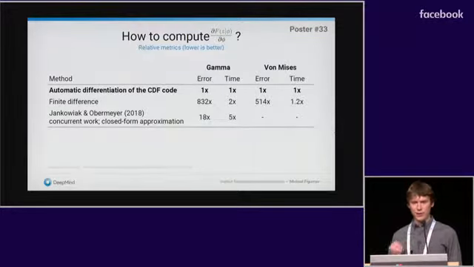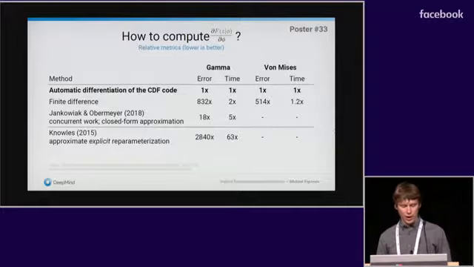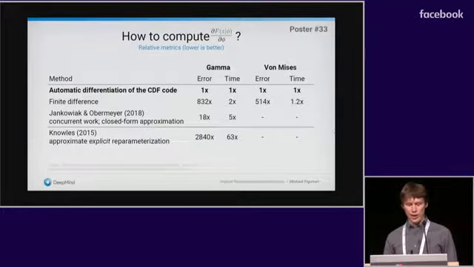As a baseline, we consider the finite difference approximation to this derivative, but find that it is orders of magnitude less accurate. A concurrent work of Yankovic and Obermeyer proposes a closed form approximation to the derivative, but it is not as fast and accurate as the automatic differentiation approach. An older work by David Knowles performs approximate explicit reparameterization, which is not numerically stable and because of that quite inaccurate.